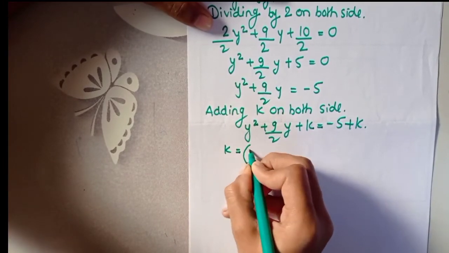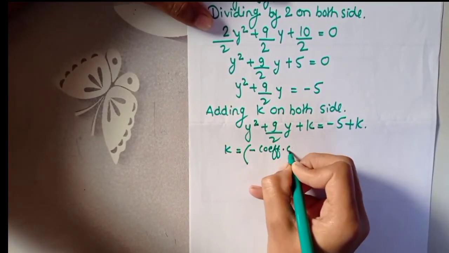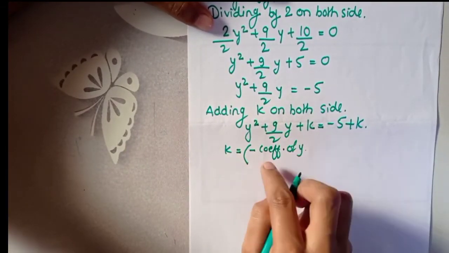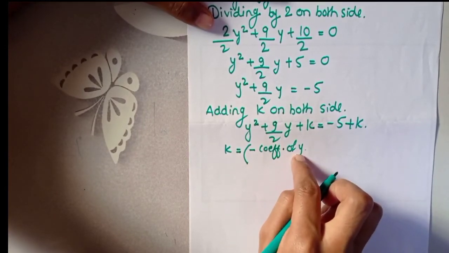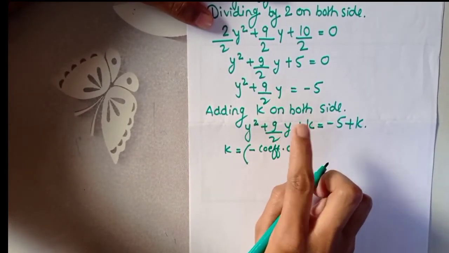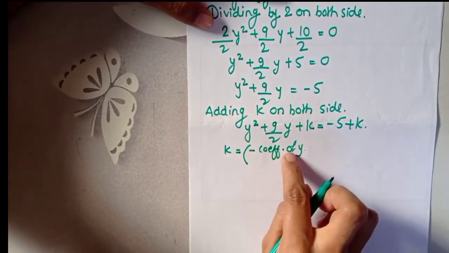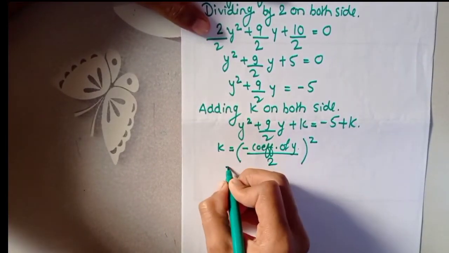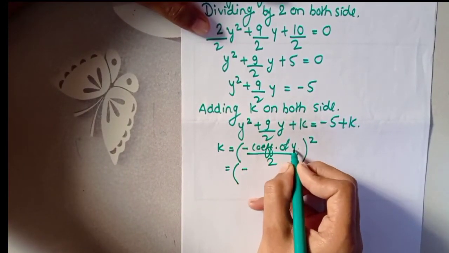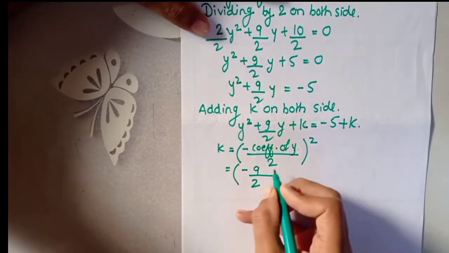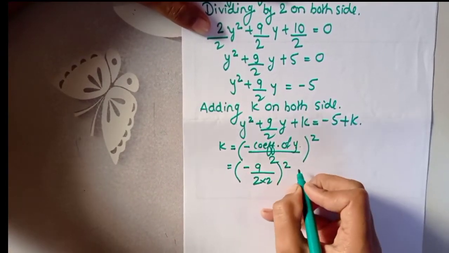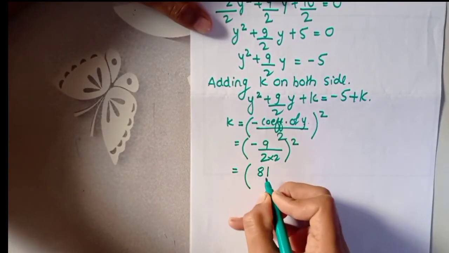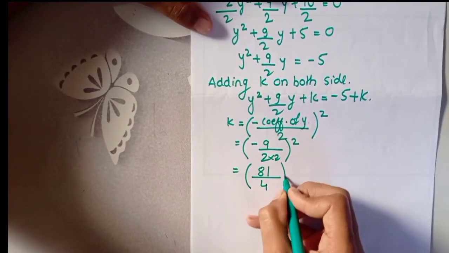K is equal to minus coefficient of y. In the previous example the variable was x, therefore we wrote the coefficient of x. Here in this equation the variable is y, therefore we write the coefficient of y divided by 2 whole square, which is equal to minus, coefficient of y is 9 by 2 into 2 whole square, which is equal to minus 9 square is 81 by 2 to the 4.